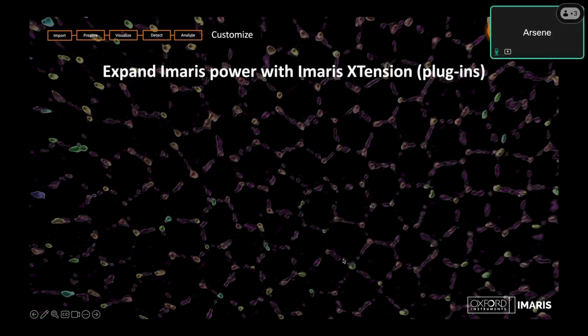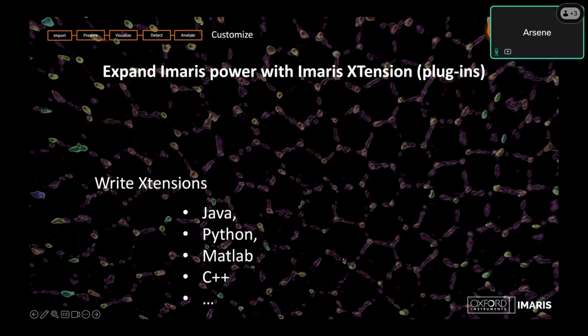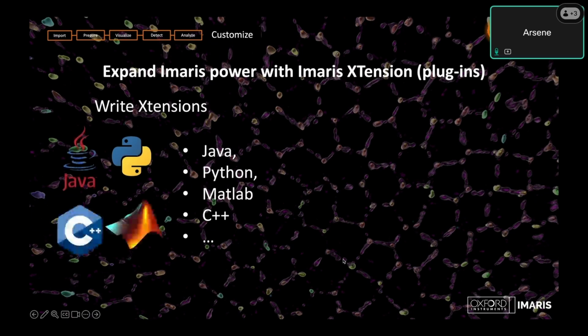So if the default detection and analysis functions in IMARIS do not satisfy your application needs, in IMARIS we have these extension modules for customization. So you can expand IMARIS capabilities by integrating IMARIS extension plugins to, for example, write scripts in MATLAB or Python, whatever programming language, mixing your own and the IMARIS functions.